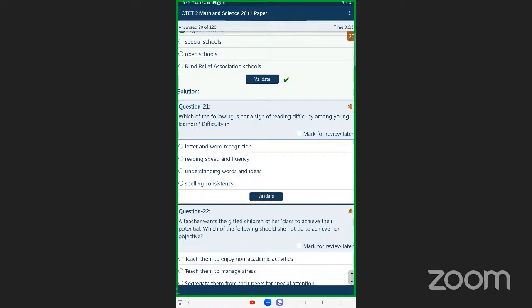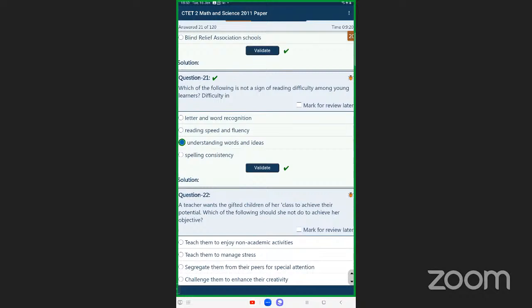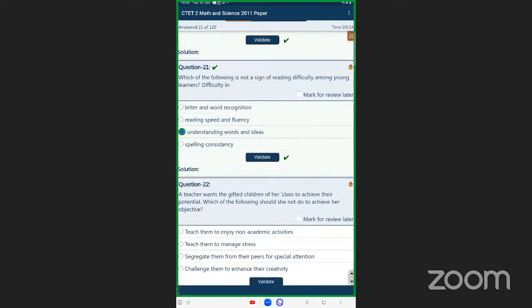Which of the following is not a sign of reading difficulty among young learners, student? Among the young learners, which of the following is not a sign of reading difficulty? Difficulty in understanding words and ideas, because the young learners cannot understand the words and ideas.